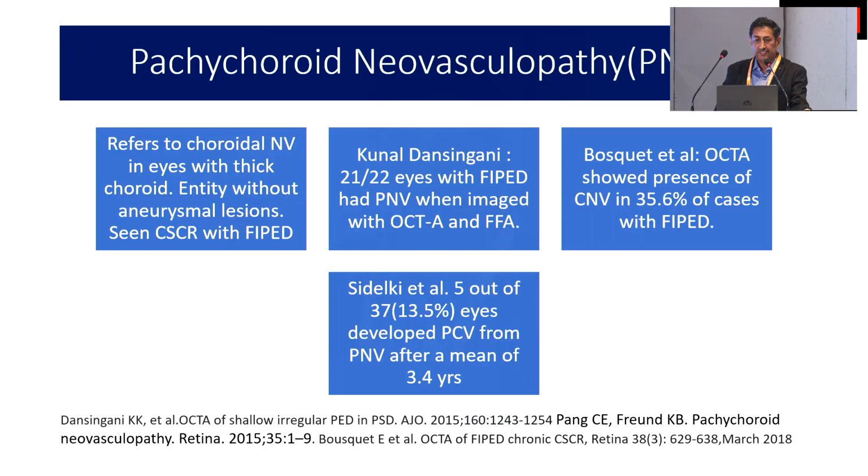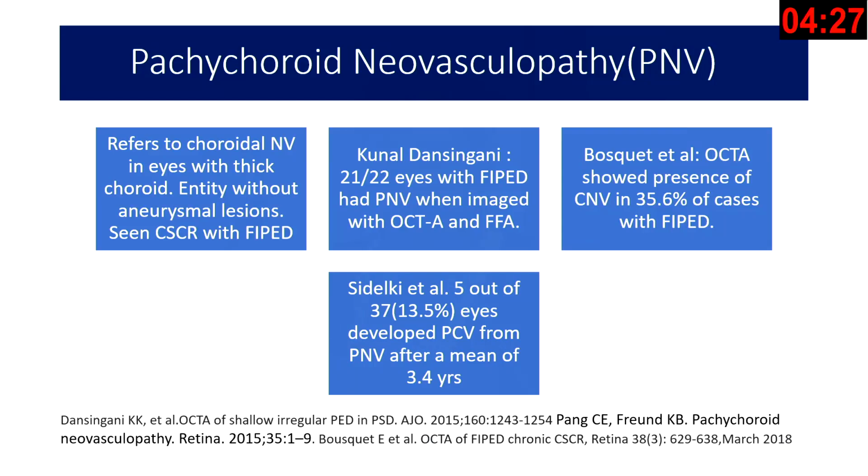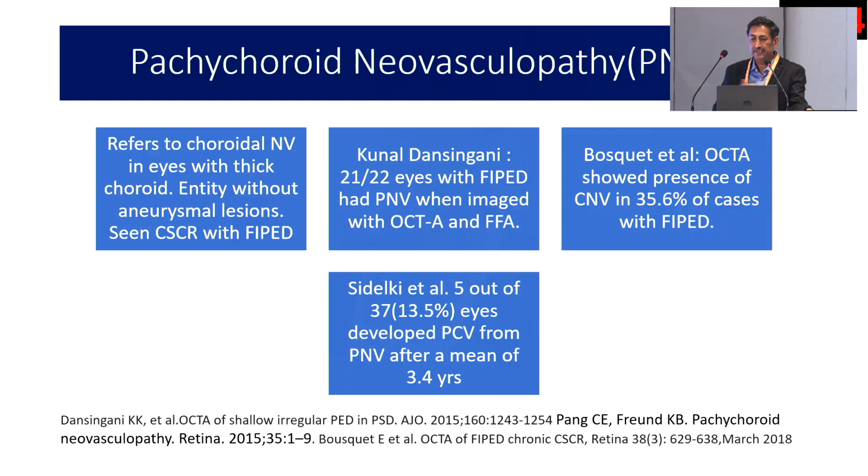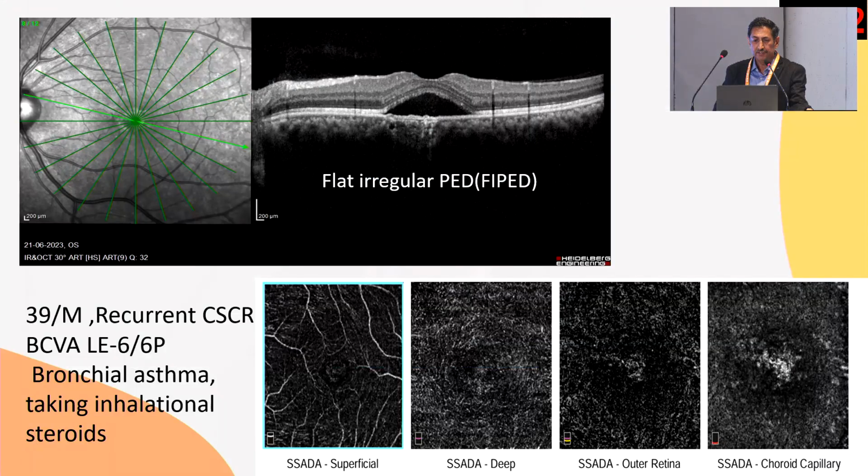The other useful thing is pachychoroid neovasculopathy. Dr. Talwar was talking about chronic CSCR. Patients with chronic CSCR can develop neovasculopathy, which is known as pachychoroid neovasculopathy. Whenever you see a patient with CSCR with a flat irregular PED, you should suspect that you are dealing with neovasculopathy. Studies have shown in this article that most of the eyes with FIPED had PNV, and you should not forget that such eyes with neovasculopathy can convert into PCV. It's a spectrum, the pachychoroid spectrum. So here is the case.